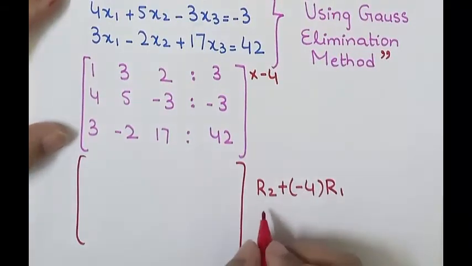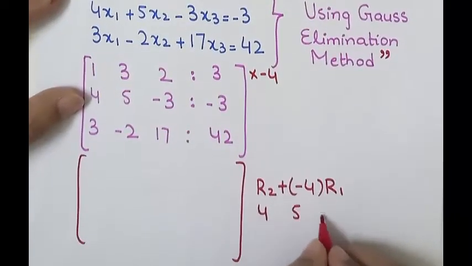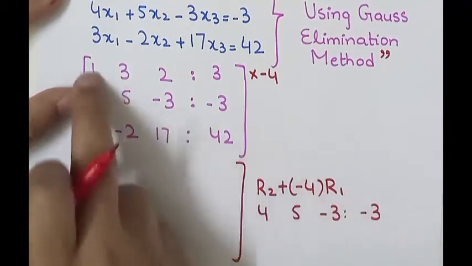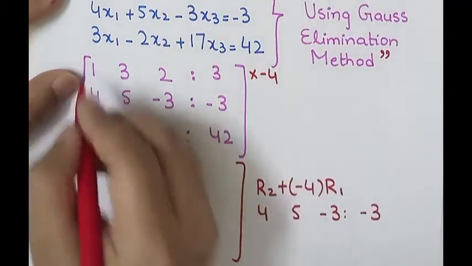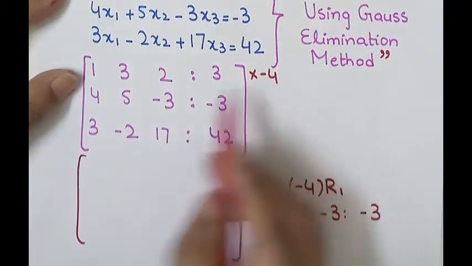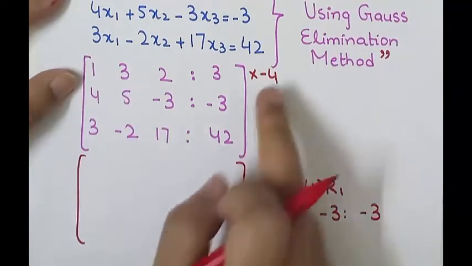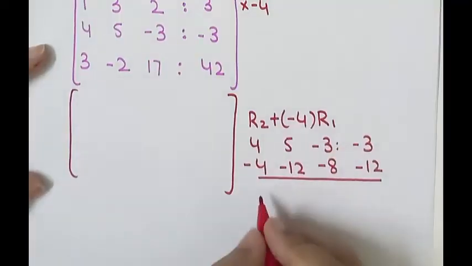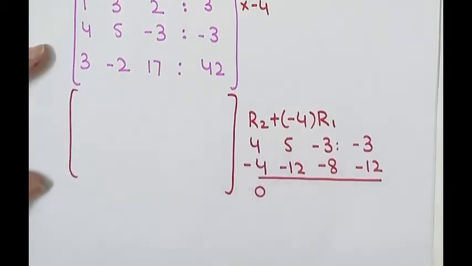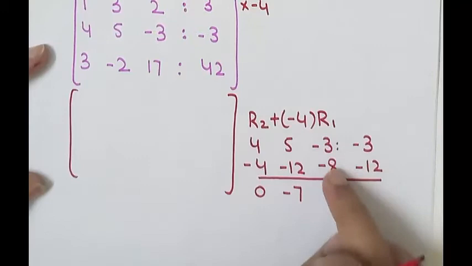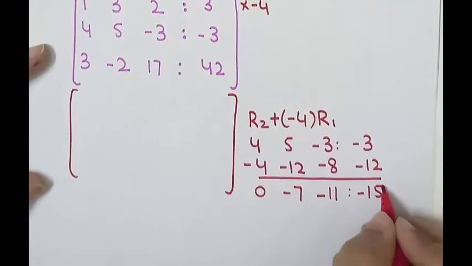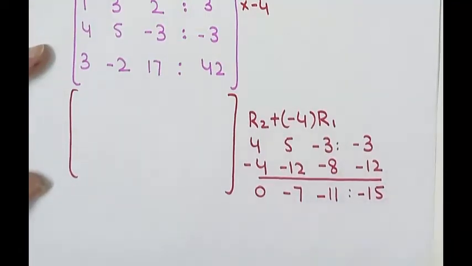Let's check it out. We have R2: 4, 5, -3, -3 and multiplying -4 with this row 1. We have -4 1 times is -4, -4 3 times is -12, -4 2 times is -8, -4 3 times is -12. So adding them we have 0, 5 - 12 = -7, -3 - 8 = -11, -3 - 12 = -15. So this is now R2.